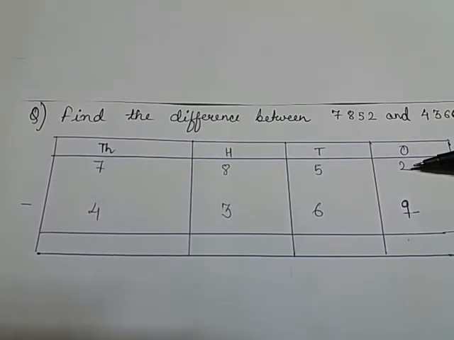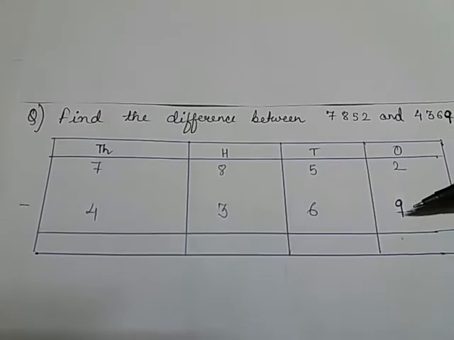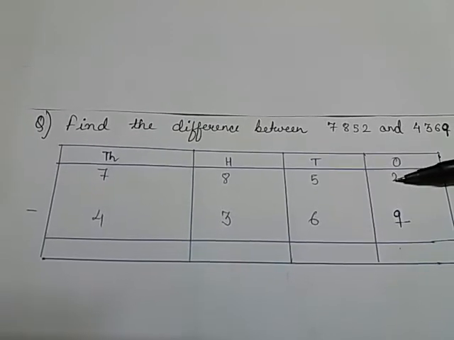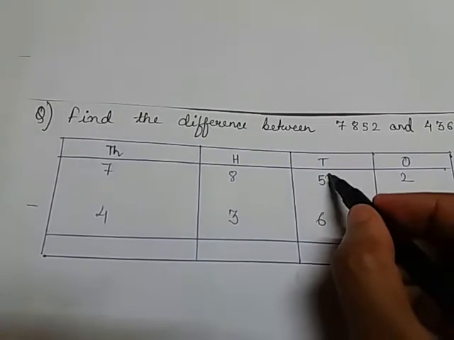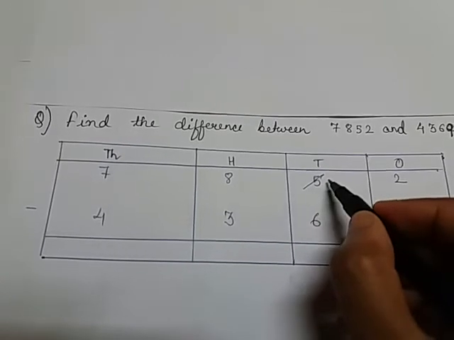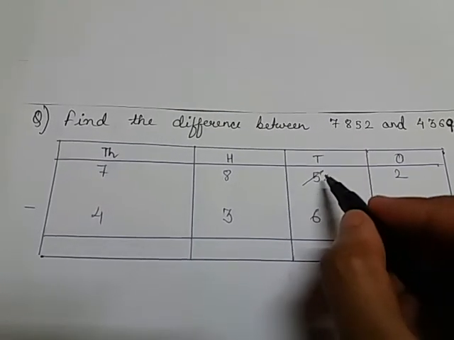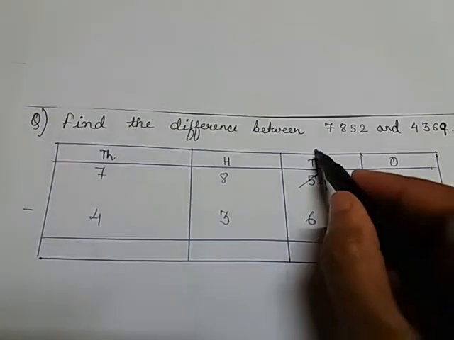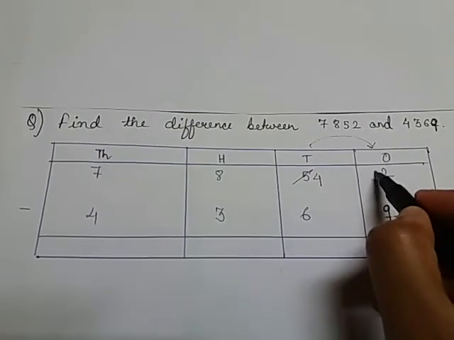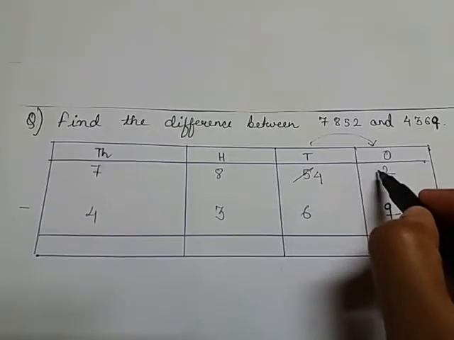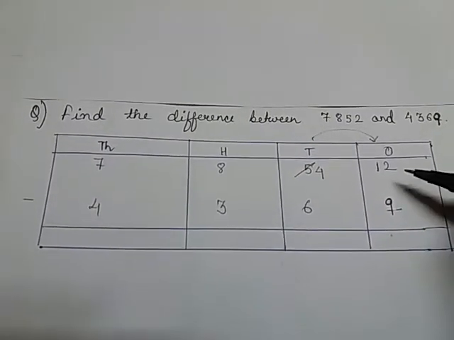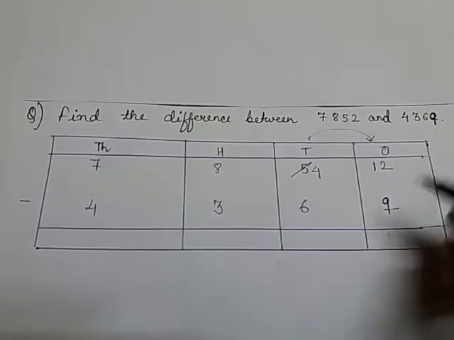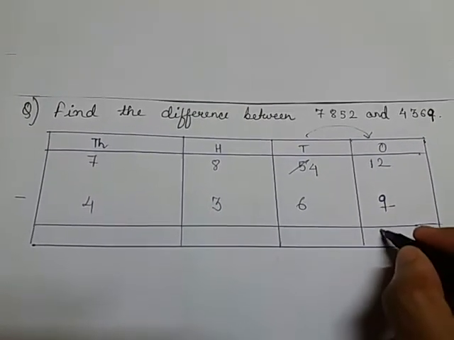Here we can see we have 2 here and we have 9. As we know, we cannot subtract 9 from 2, so we have to use the concept of regrouping. We will take one ten from here. This will become 4, and as 1 ten is equal to 10 ones, when I shift 1 ten over here, it will become 10. 10 plus 2 will become 12. So now I can subtract 9 from 12. 12 minus 9 is 3.